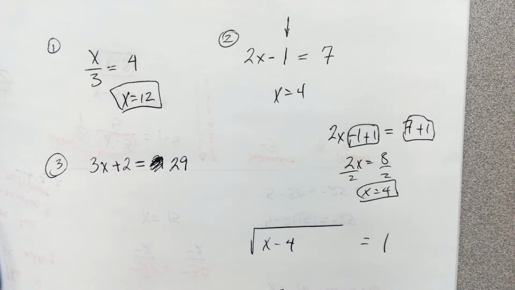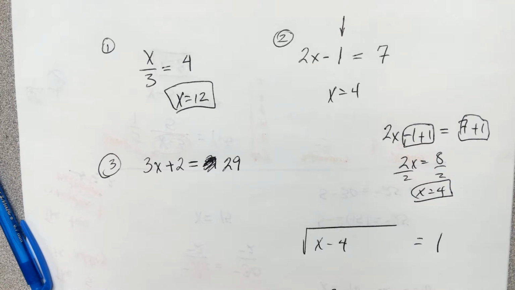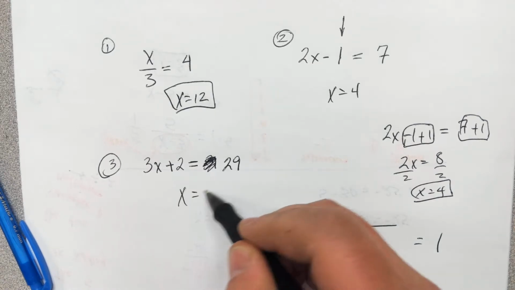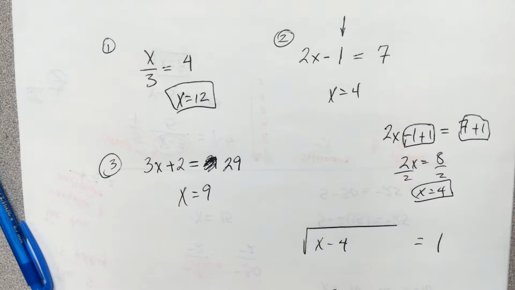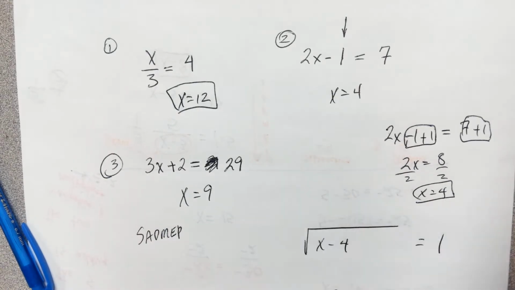Okay. Marlene, did you get the first 2 right? Yeah. For the last one, did you get 9? Yes. Yolanda, did you get 9 for the last one? No. Did you subtract 2 first? No. Did you add 2 first? No. Did you divide by 3 first? Yes. Do you know why you're supposed to subtract 2 first? Because that is the order of operation. That's right. You have to do it backwards. I'll get it.